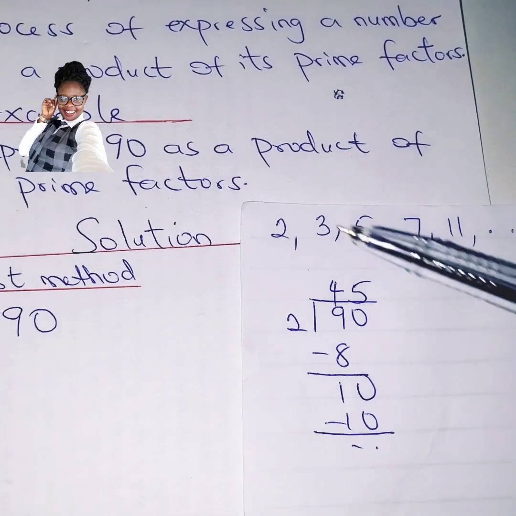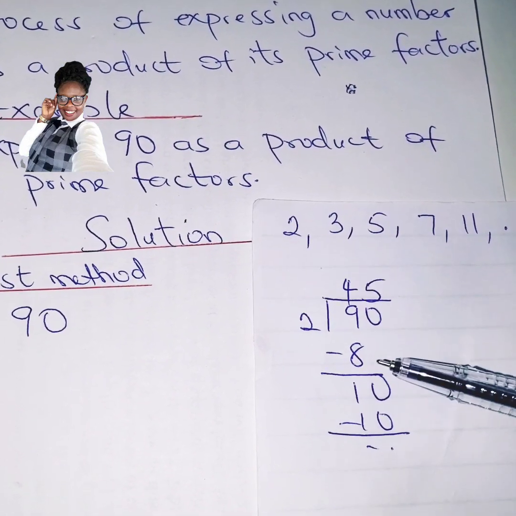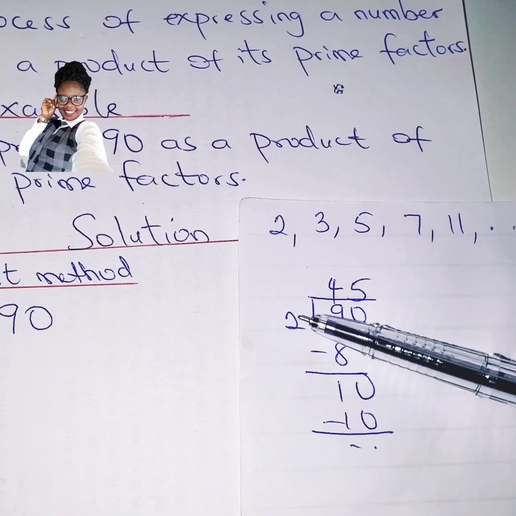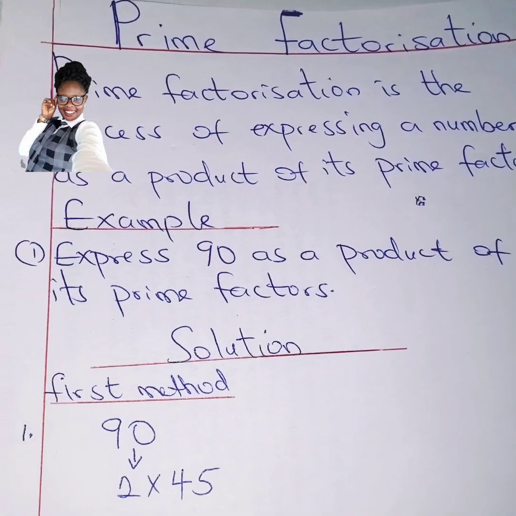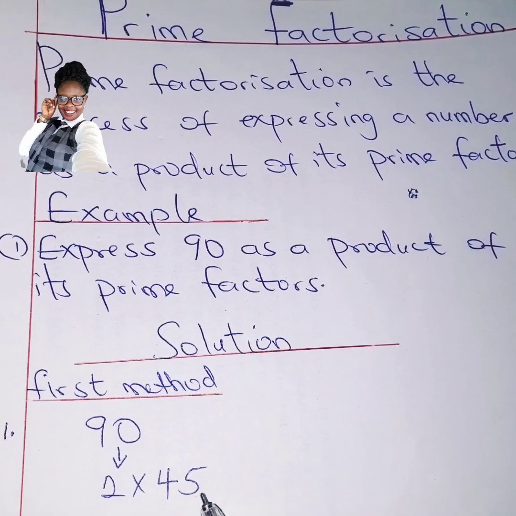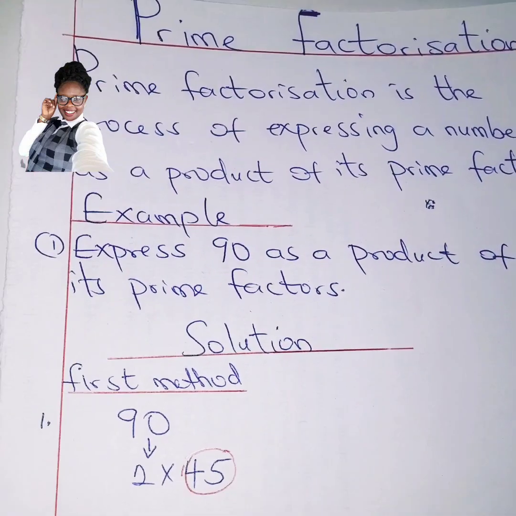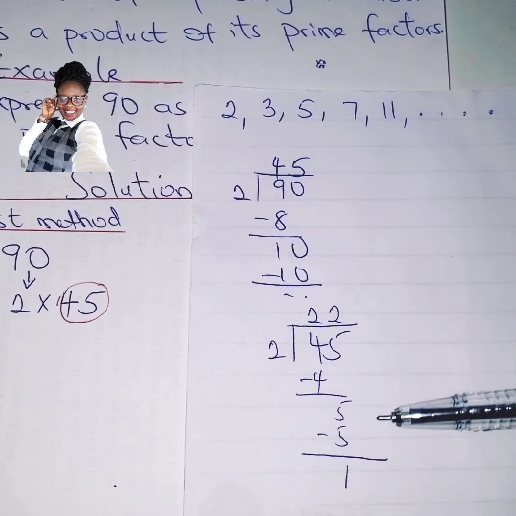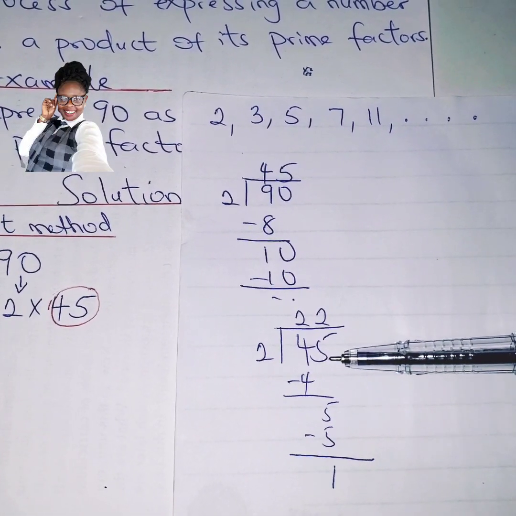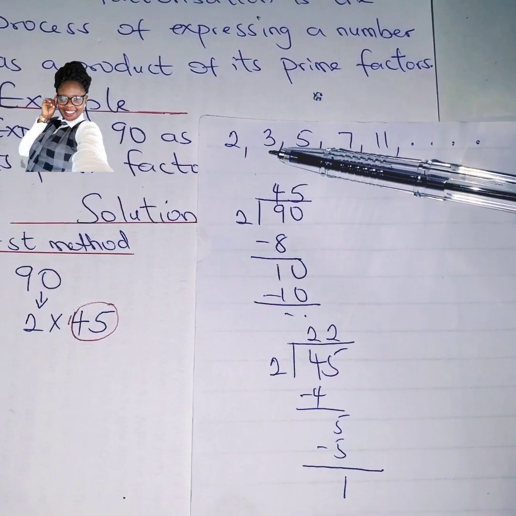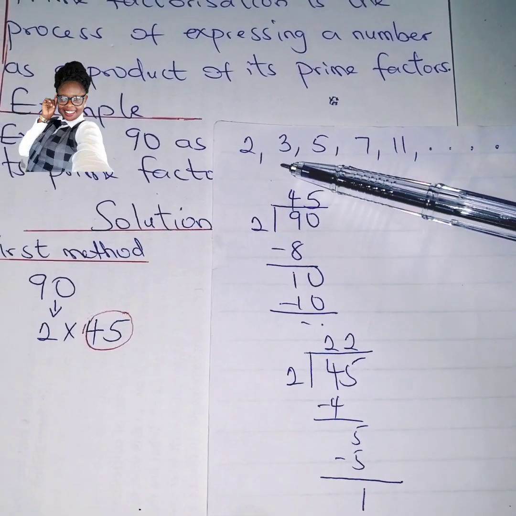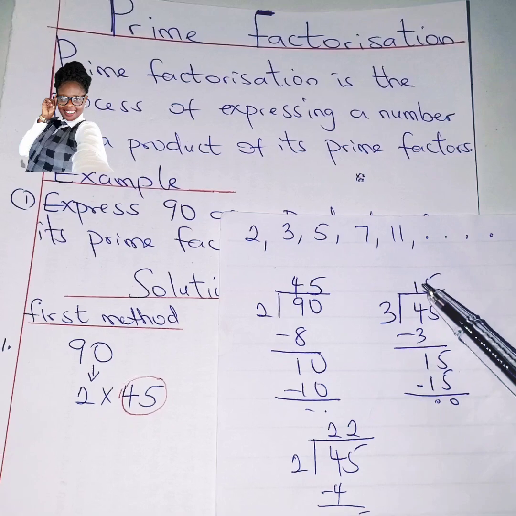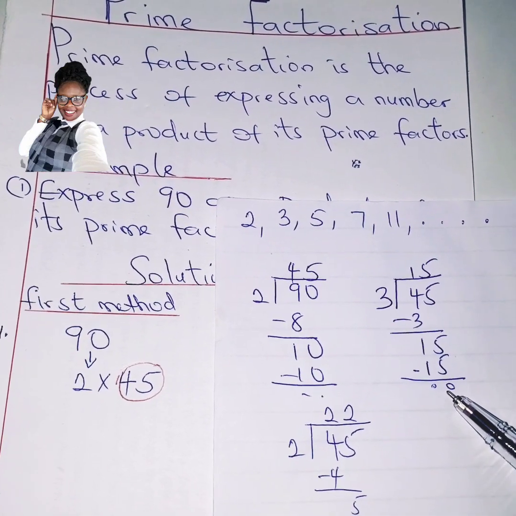Just like this. The smallest prime number can divide through 90 without remainder. That means I make use of it. That is 2 times 45. After this, I will circle the last number here, which is 45, and divide by 2. Check if it can divide through. And here it is, 2 cannot divide 45. So I'll move to the next prime number, which is 3. 3 can divide through 45 15 times without remainder.